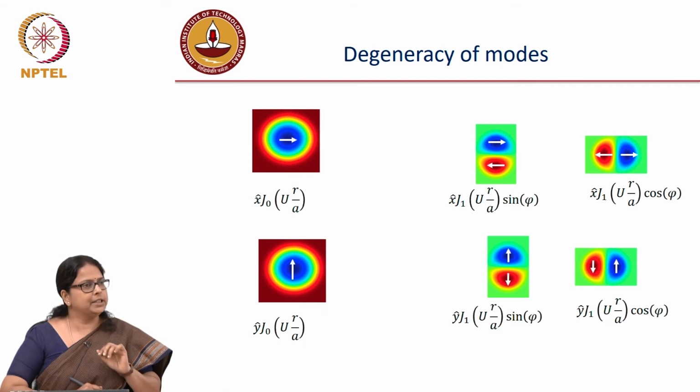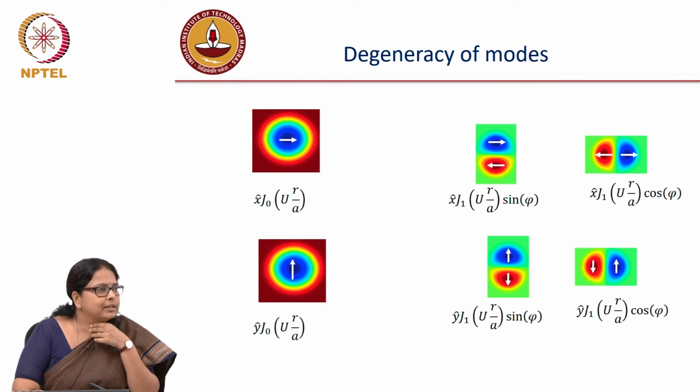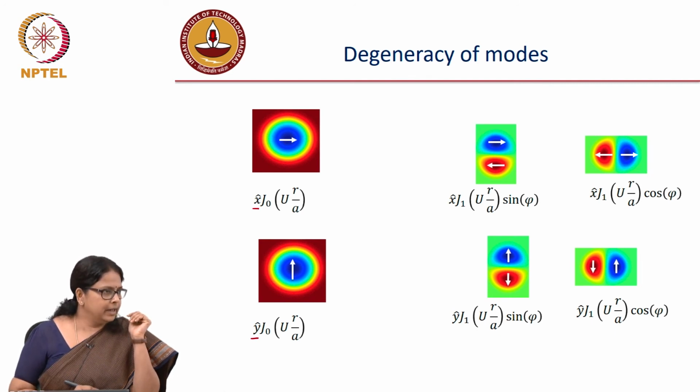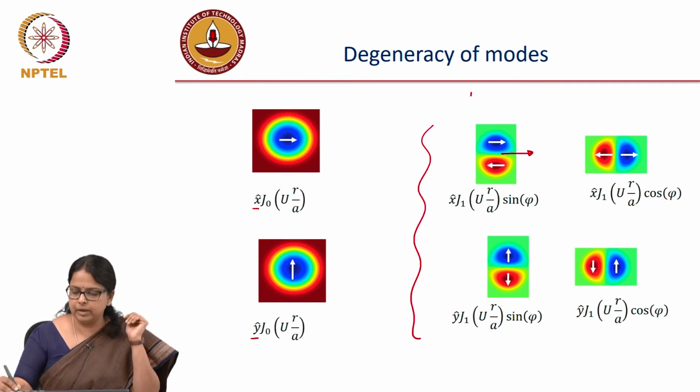Then you should also remember degeneracy in terms of polarizations. Each mode can be supported in two polarizations. So if I launch an LP01 mode, I could have an LP01 in the X direction and LP01 in the Y direction. Okay. If I launch an LP11 mode, this corresponds to sin phi solution, this corresponds to cos phi solution. So, there is a degeneracy because of L, and each of that could be in X polarization or it could be in Y polarization. So, how many degenerate modes are there corresponding to LP11?